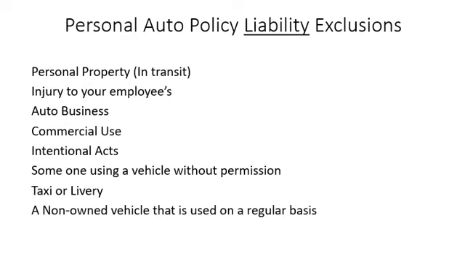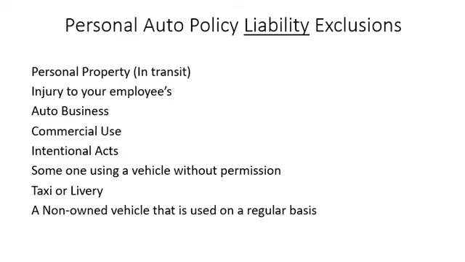If they are driving your vehicle and they get into an accident and your insurance company catches wind that they were using it on a regular basis, but they were not covered under your policy, nor did they have their own policy or their own liability insurance, that is an exclusion. A non-owned vehicle that is used on a regular basis, there's no coverage under liability.